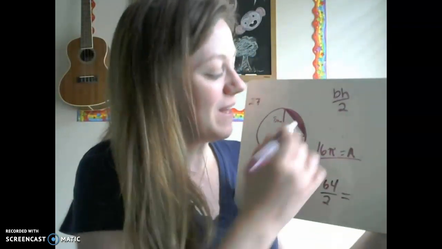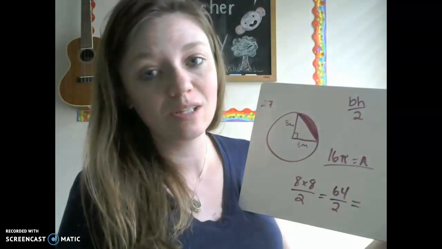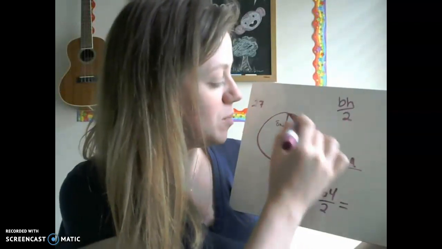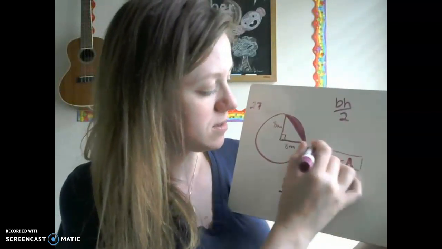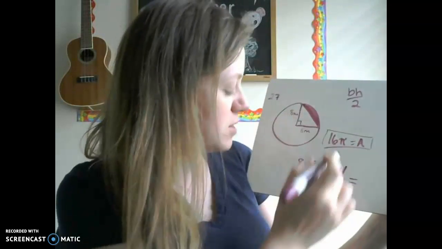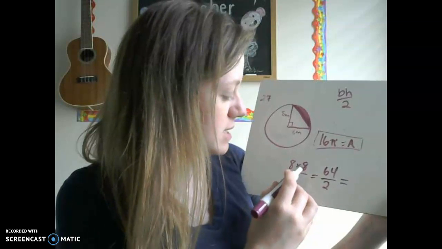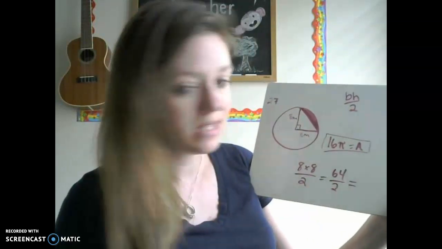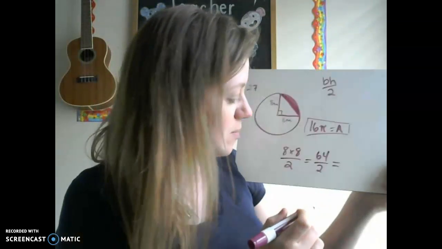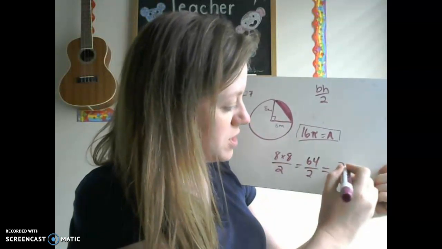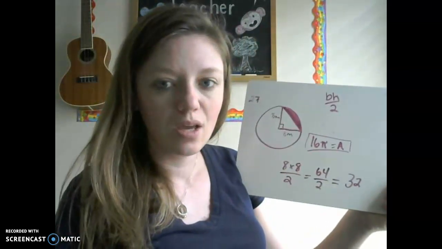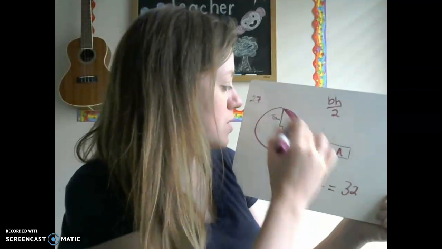We were figuring out the area of this triangle, so we could subtract it from the area of this entire pizza slice, which we figured was this, okay? So the area of the triangle was base times height divided by 2. The base is 8, the height is 8, divided by 2. 8 times 8 is 64. We take that divided by 2, so we get 32. So the area of this triangle is 32.